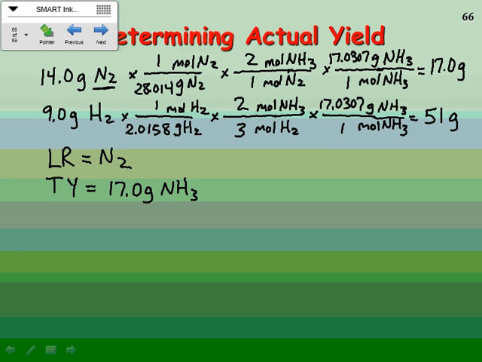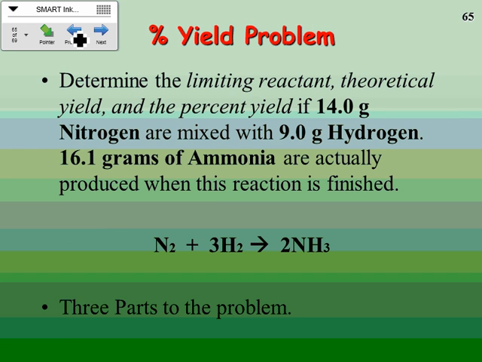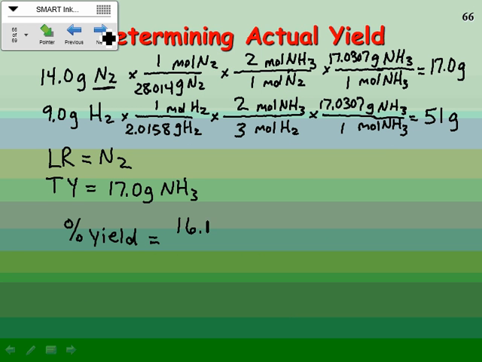All right? So then, for our percent yield, which is just one extra step that you tack on the end here, this is our theoretical yield. This is how much, in theory, we should be able to make. Now look back over here. We actually made 16.1 grams, right? Okay, so you take your actual 16.1 divided by the theoretical, which is 17.0, times that by 100, and that's going to give you your percentage. And that's it.